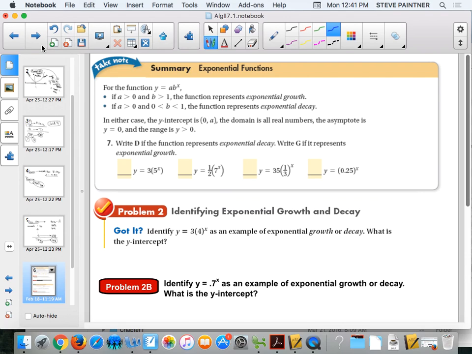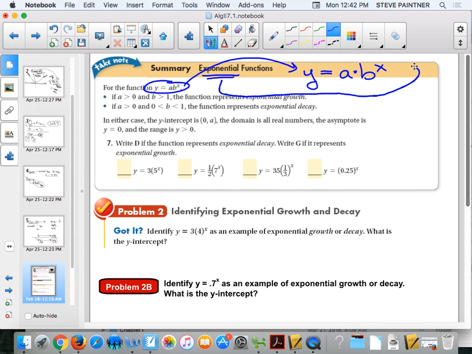All right. For the function y equals a times b to the x, that is called the exponential function. How do we know it's called the exponential function? Because we find x in what position? Where do we find x? In the exponent position. So if it's in that position, we call it exponential.